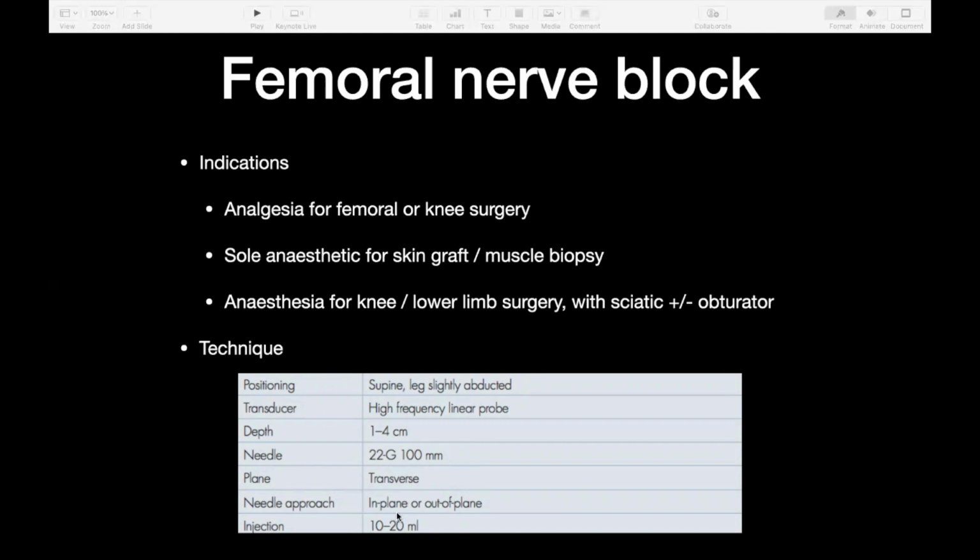We'll talk about an in-plane approach, and we'll talk about the different volumes of local anaesthetic that you might need.